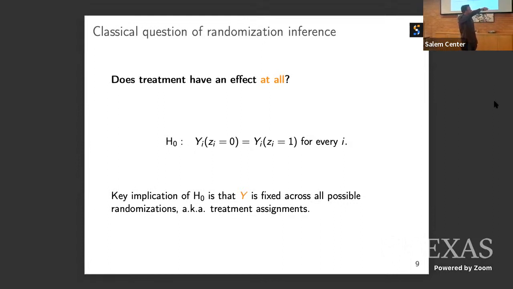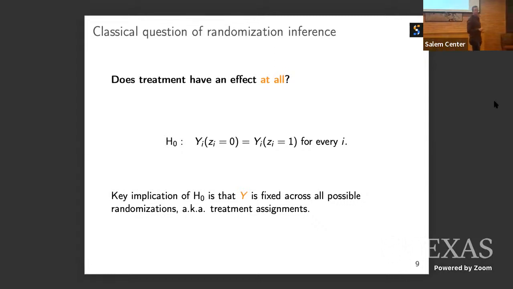What type of null hypothesis can I write down? Well, I can try and answer the question, does treatment have an effect at all? This is trying to figure out whether or not there's a direct effect of my treatment. What is this null hypothesis written out? If I want to state the boring thing, that the treatment doesn't have an effect at all, what this means is that my potential outcomes are equal for all of my streets. So for every single one of my streets i, my control potential outcome is equal to my treated potential outcome. Now, why is this a nice, simple null to start out with? Since I only have two potential outcomes, my outcome is actually fixed across all possible draws from my experimental design. Another way to say that is all possible randomizations.